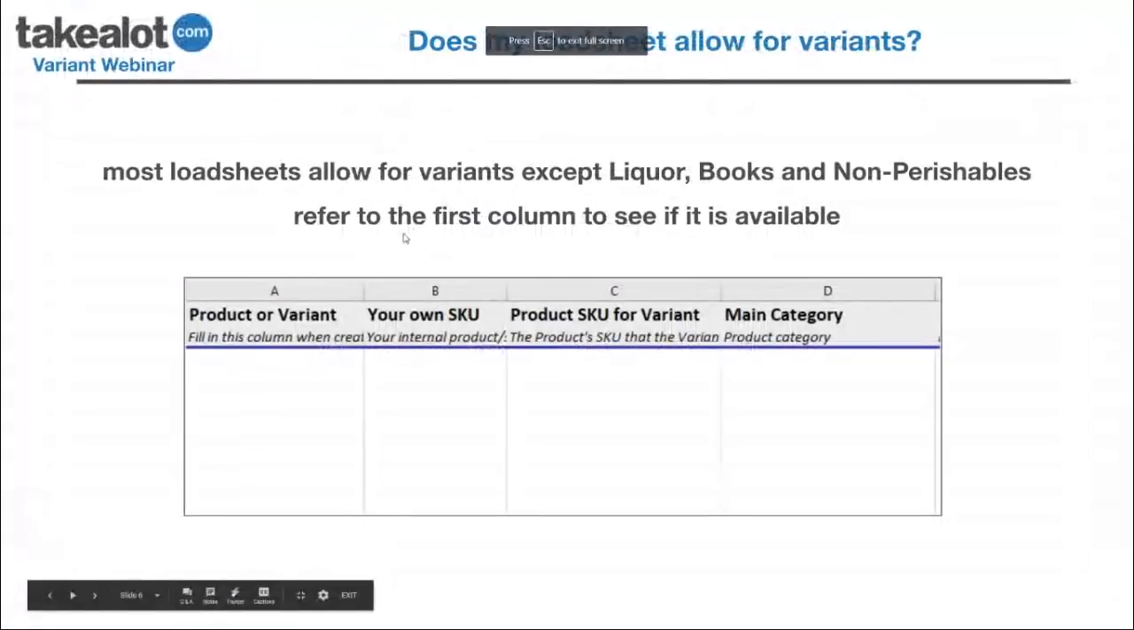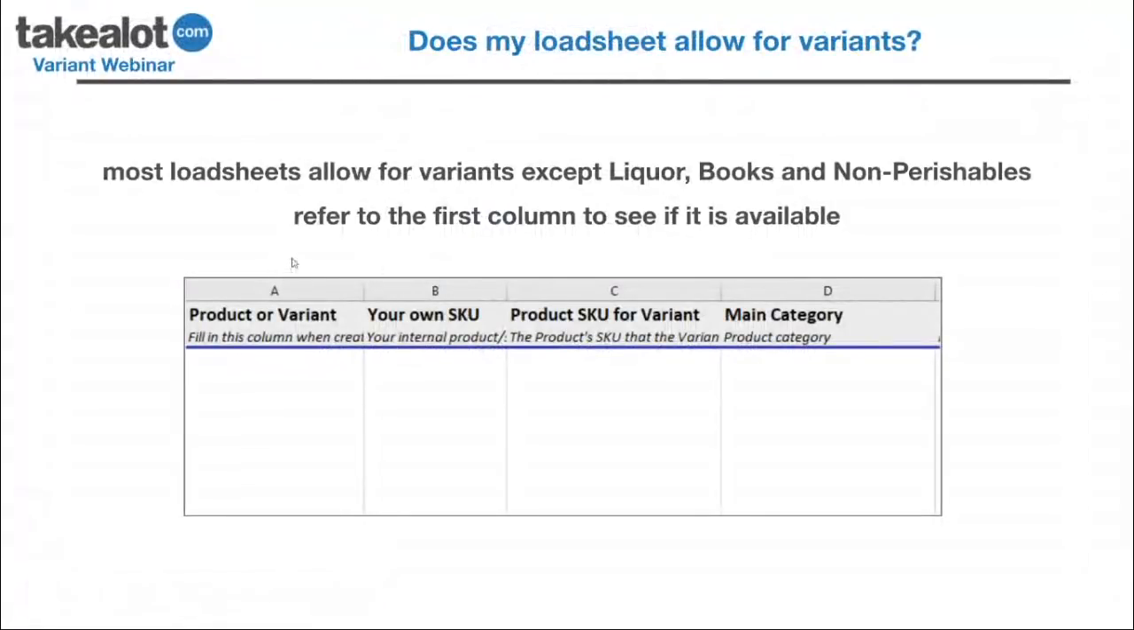Moving back to just our agenda, we're going to take a look at how you would create this listing on takealot.com using our load sheets. Before we continue, it is important to always check whether or not your load sheet allows for variants. This will be important while you're gathering your information. Most of Takealot's load sheets allow for variants at this point in time, except for liquor, books, and non-perishables.